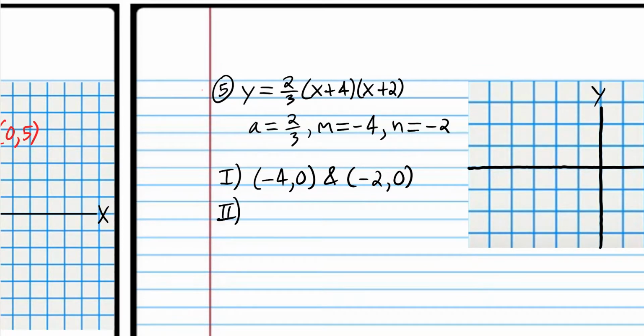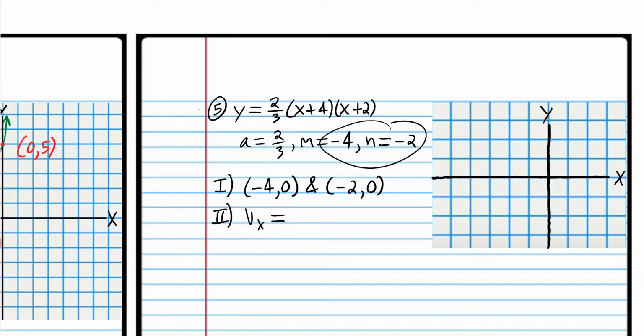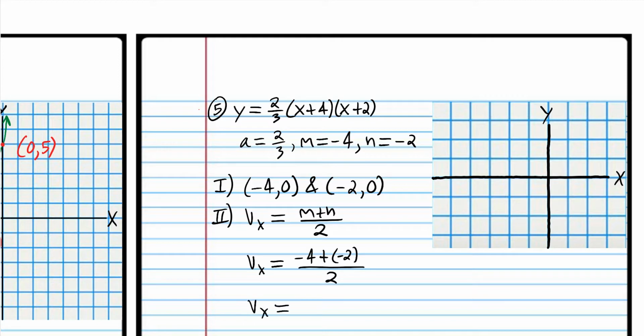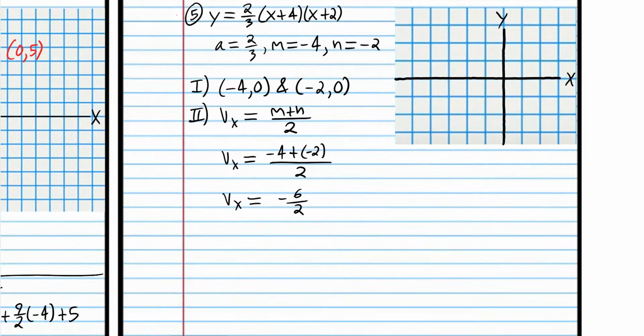And step 2 is to find the vertex, and we can see what the vertex is going to be. It's just -3. It's just between these two. But I just want you to see the formula that you can use, because sometimes it's not always easy to find the midpoint. So -4 plus -2 divided by 2. So the x value of the vertex is -6 over 2, which is obviously -3.